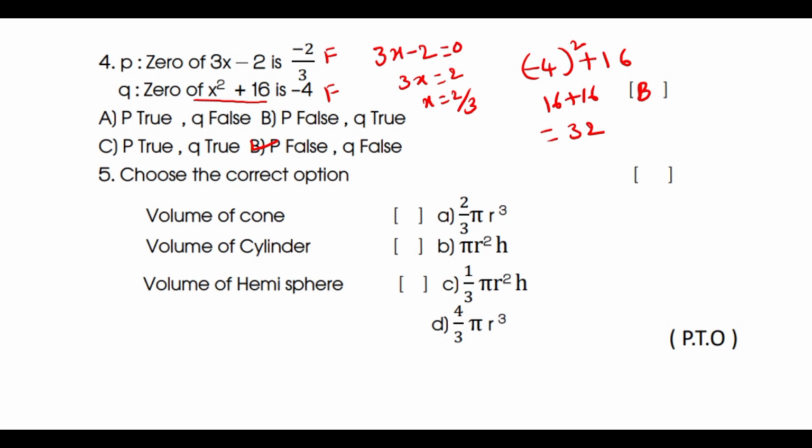The next one is the 5th question. Choose the correct option in this. The volume of cone is 1 by 3 pi r square h. Volume of cylinder is pi r square h. Volume of hemisphere is 2 by 3 pi r cube. Okay, so this is the matching. Volume of cone 1 by 3 pi r square h, volume of cylinder pi r square h, and volume of hemisphere is 2 by 3 pi r cube. Right.